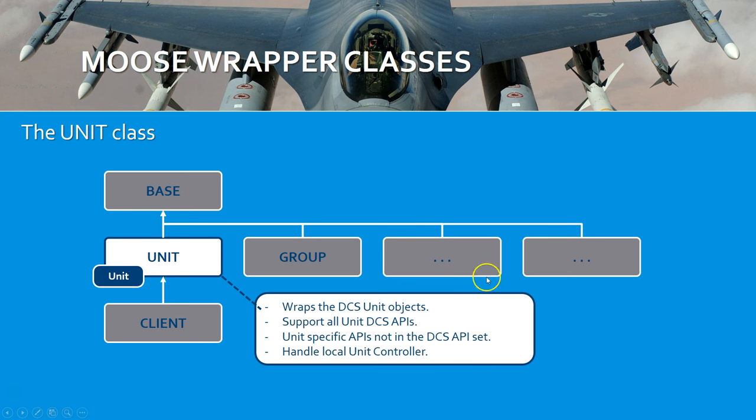The unit class, which embeds the DCS unit object. So for each DCS unit that is alive, you will have one unit wrapper object from Moose. And the unit class of Moose supports all the DCS unit APIs available, backward compatible. But it also provides you with APIs that are not within the DCS unit API set.